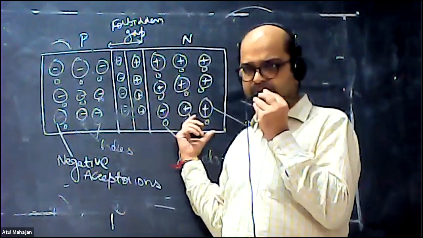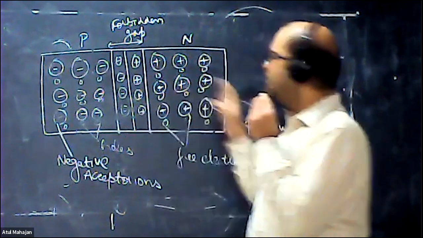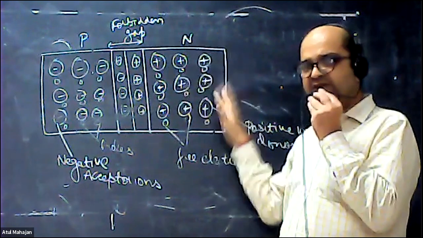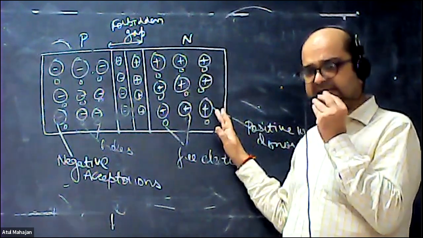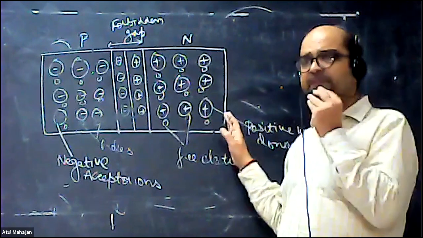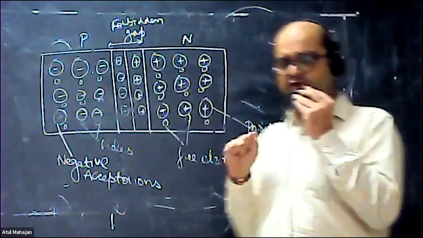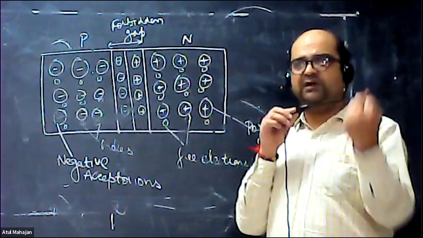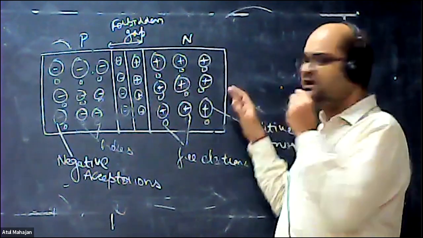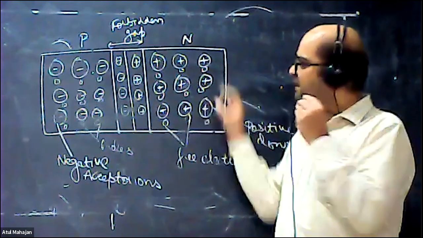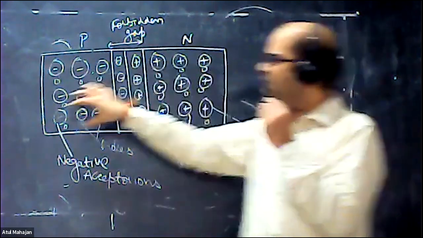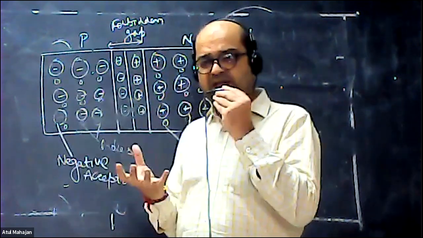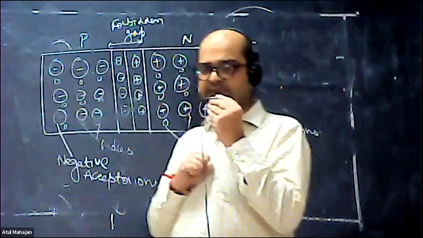Okay. Similarly, in the N side, we have the positive donor ions, because they have the pentavalent impurity added to them. That means they have the donor ions. They have excess electrons in the valence shell, which they can donate to anyone who is able to accept them. So they have the donor ions in existence in an N-type material, and the P-type material has the acceptor ions which can accept the electrons.